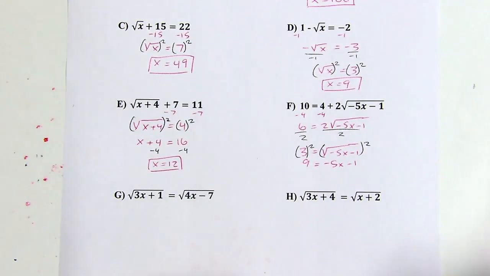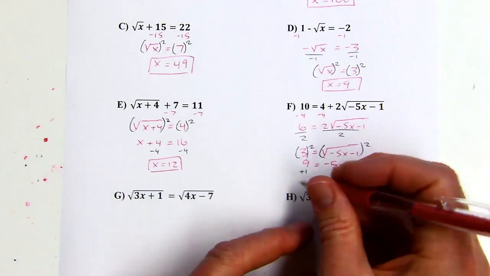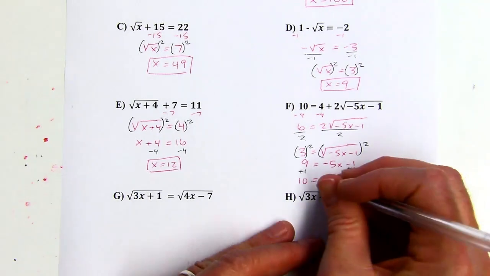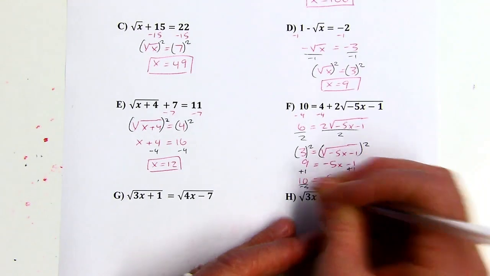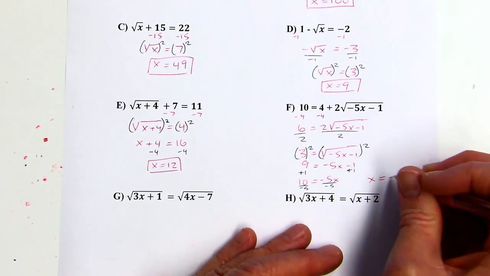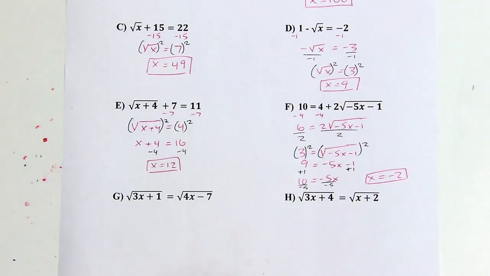Okay? So next let's add 1 to both sides. 10 is going to equal negative 5x. And last we will divide by negative 5. And let's see, 10 divided by negative 5 would be negative 2. Okay? All right.